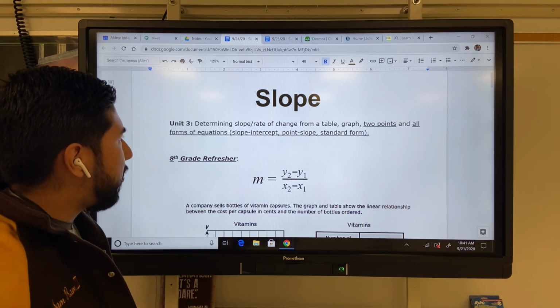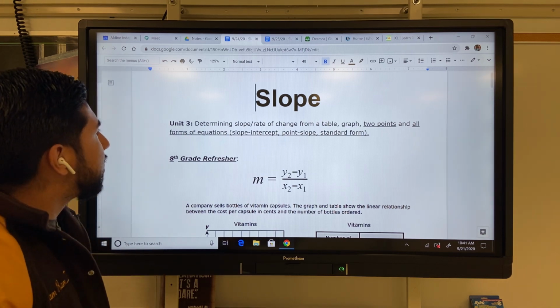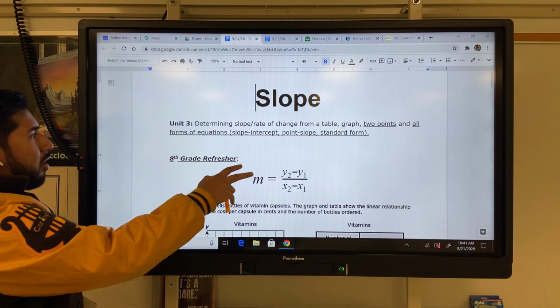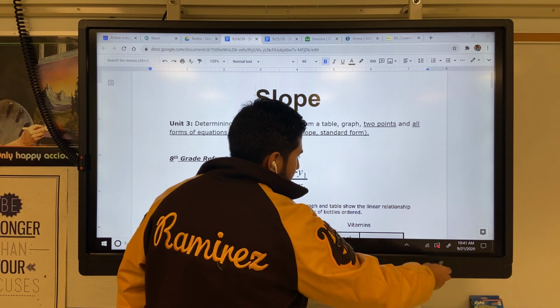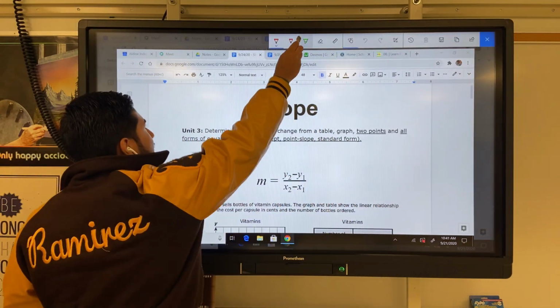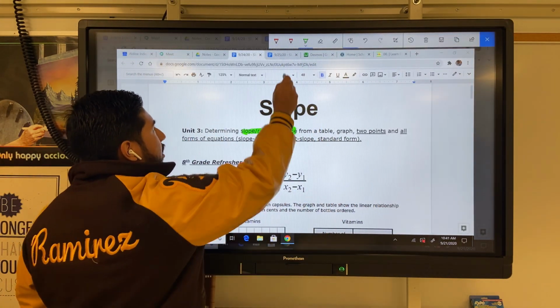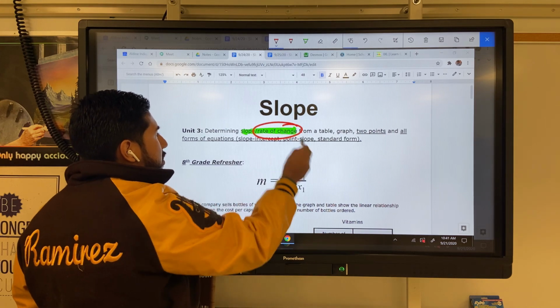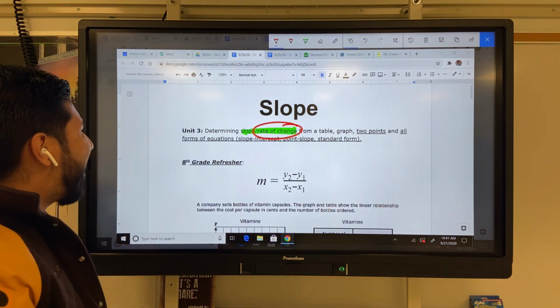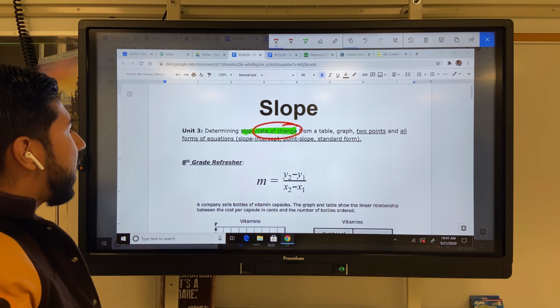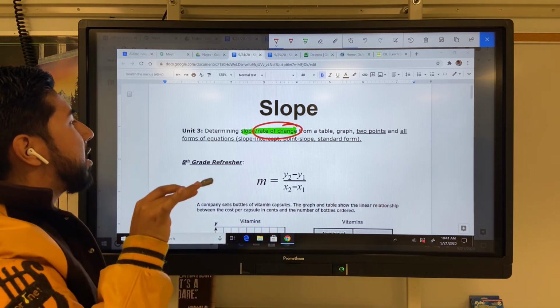Okay. New topic for the next unit, Unit 3, is slope. Determining the slope or rate of change. Let me stop right there and make sure we know this. Slope is also called rate of change. I promise you, ladies and gentlemen, this word rate of change is going to pop up everywhere. So make sure you know rate of change and slope are almost the exact same thing.